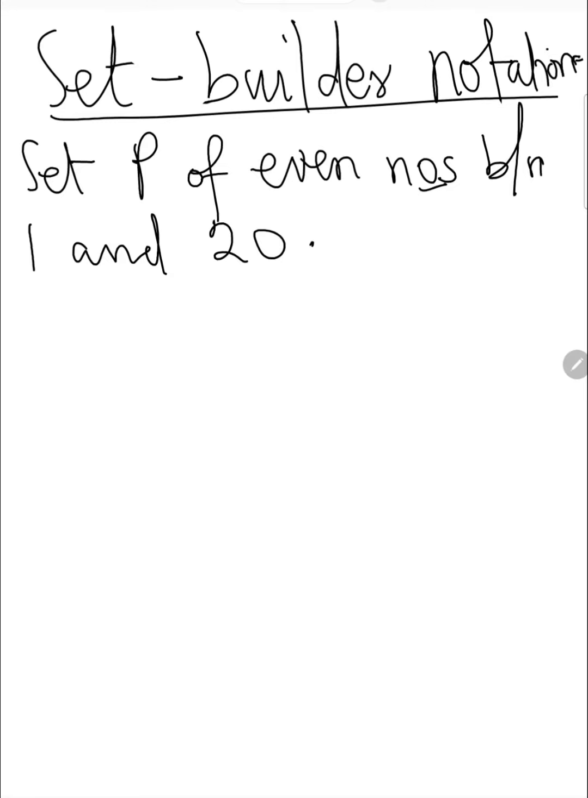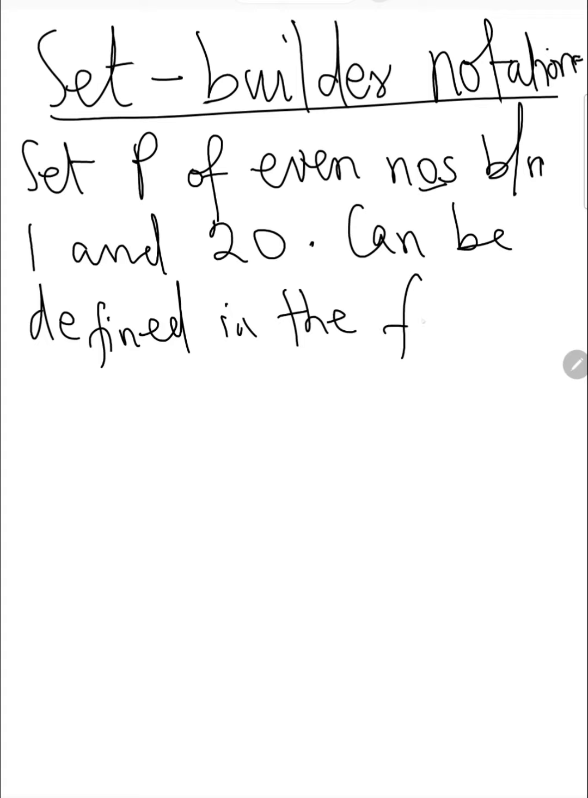So let's look at this. Even numbers between 1 and 20 can be defined in the following ways. For set building, we have so many ways of defining sets. So the set P of even numbers can be defined in the following ways.